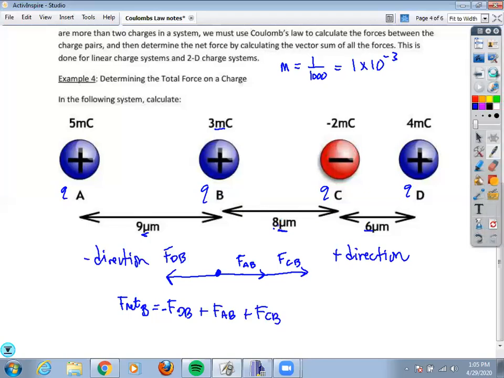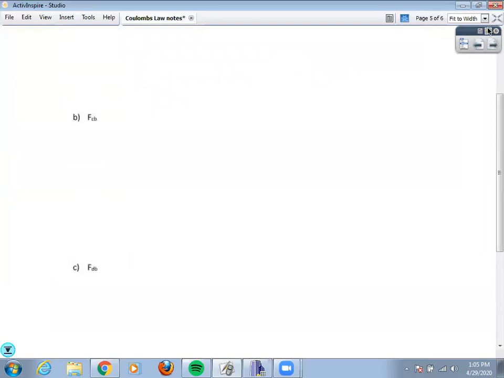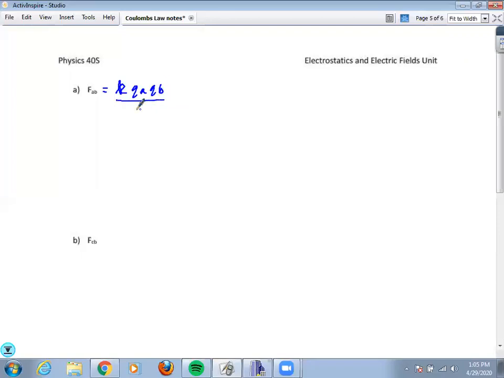Okay, so we've broken this down. We'll use Coulomb's law 3 times to get the total. So FAB will equal K QA QB over RAB, the distance between the two, squared. So that's 9 times 10 to the 9, okay, multiplied by QA and QB.